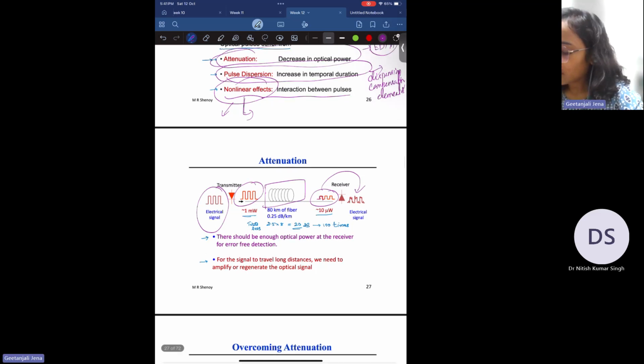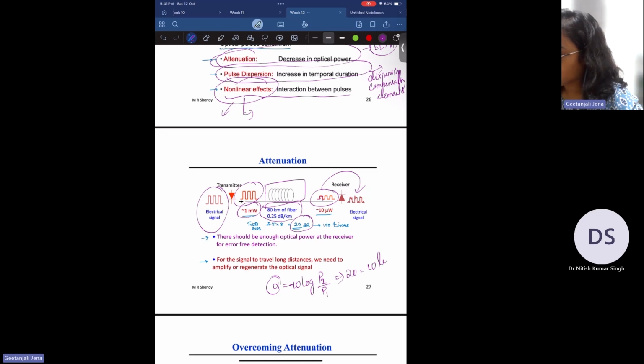So let us say the input signal has 1 milliwatt power and the optical fiber is of length 80 kilometer and it has losses of 0.25 dB per kilometer. So that means the total loss will be 20 dB. And if you use this relation, that is alpha equal to 10 log P1 by P2, so that means this alpha is the loss. So that means loss is 20 dB.